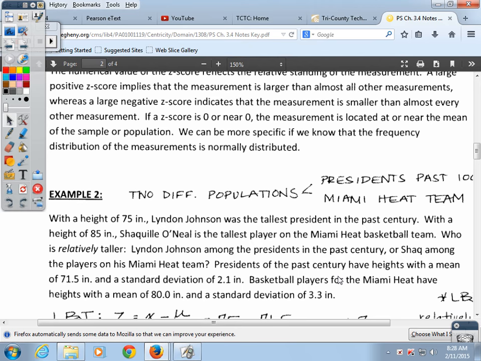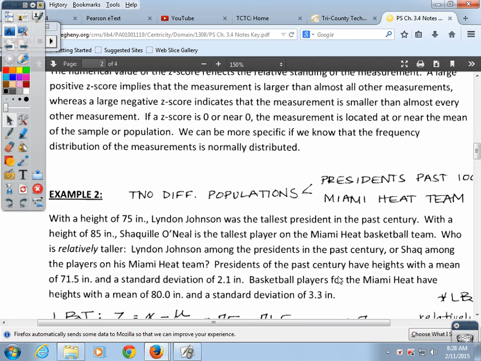But that's it. It says with a height of 75 inches, LBJ was the tallest president in the past century. With a height of 85 inches, Shaquille O'Neal is the tallest player on the Miami Heat basketball team. And this was done at that time. In other words, evidently this is when they wrote the 10th edition of the book, that's when he was on the Miami Heat basketball team. Some of you SportsCenter 24 hours a day watching people can tell me when that was, but I don't really care. And it asks, among the presidents in the past century, who is relatively taller, Lyndon Johnson or Shaq?